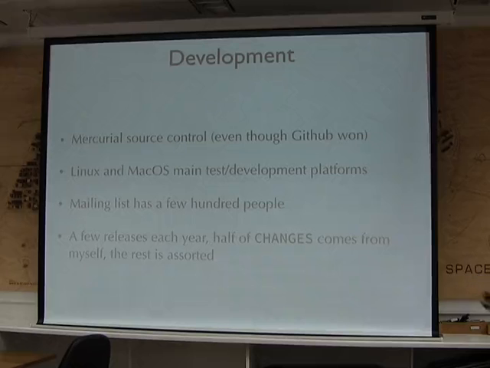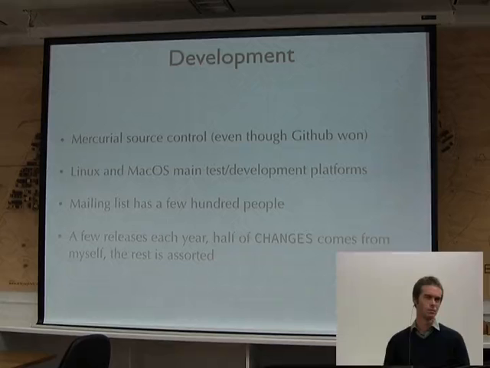And Mercurial appeared simultaneously with Git. It's a lot nicer syntax to use, and you type something and it probably does what you think it will. But GitHub has one, so I've got a mirror there, and people send pull requests and I can merge them, and that all works okay.